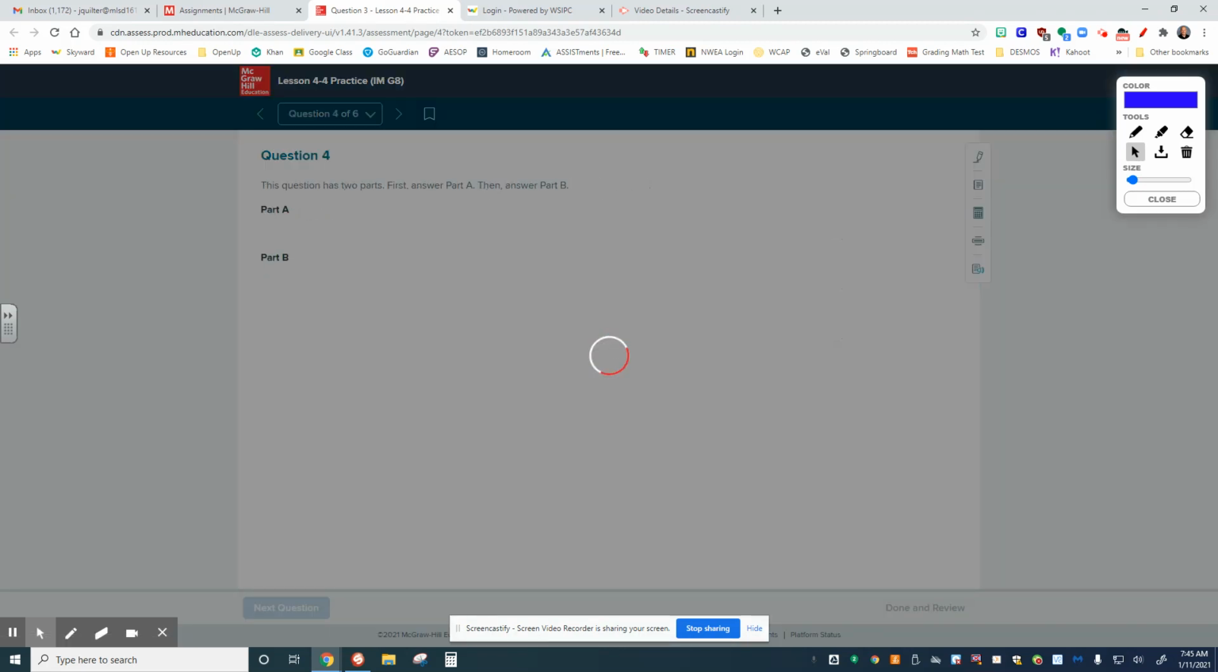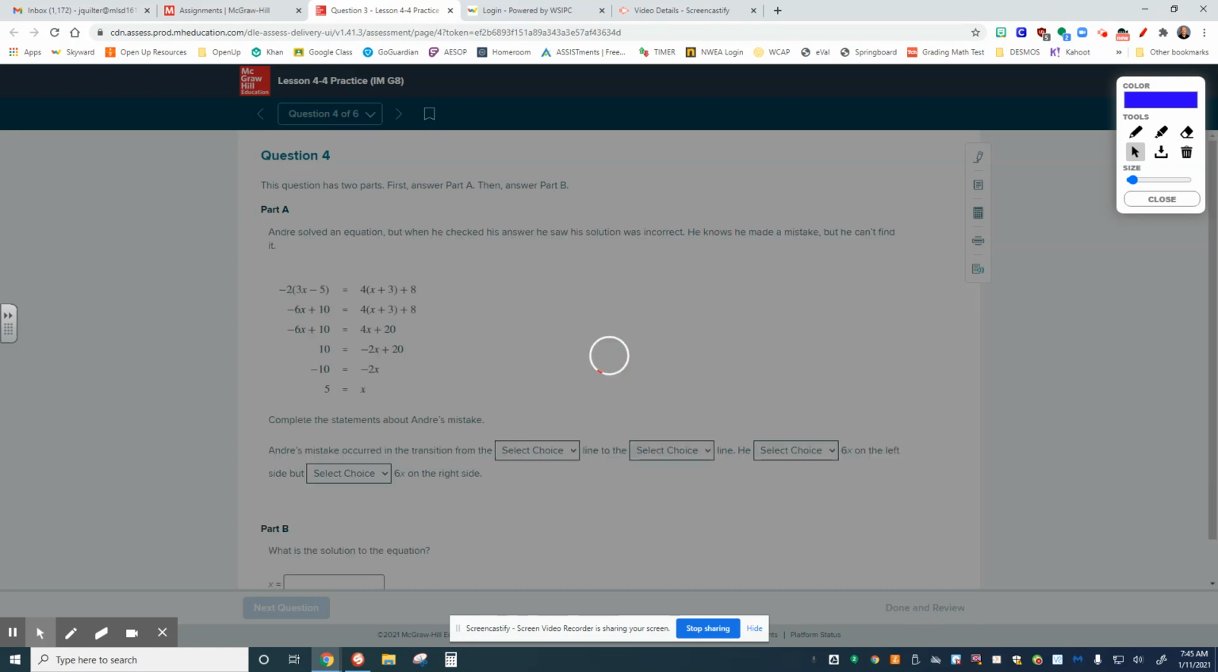Question 4, 2 parts. We see in this one that there's an equation that Andre is solving, but when he checked it, he got it wrong. He knows he made a mistake because when he plugged in that 5 right there for his x's here, it didn't check out correctly. So where is his mistake? Well, as we look through this, let's look and see.